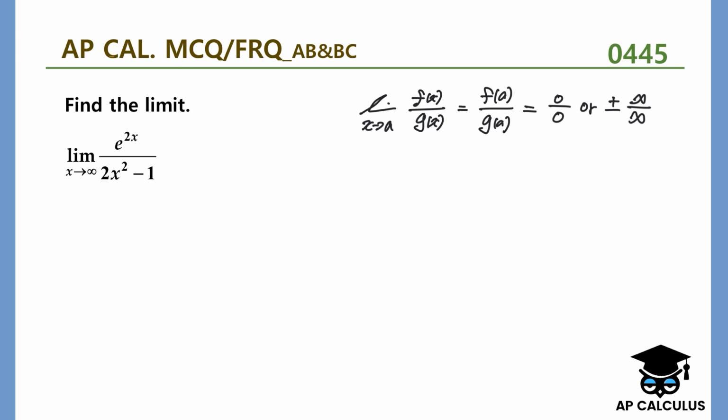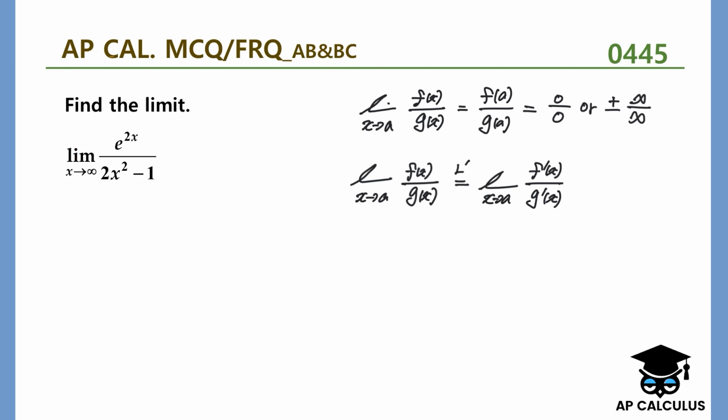L'Hopital's rule says the limit as x approaches a of f of x over g of x is equal to the limit as x approaches a of f prime x over g prime x. Whenever we apply L'Hopital's rule, I'm going to write L prime right here. That means I applied L'Hopital's rule. All right, now let's find the limit right over here.